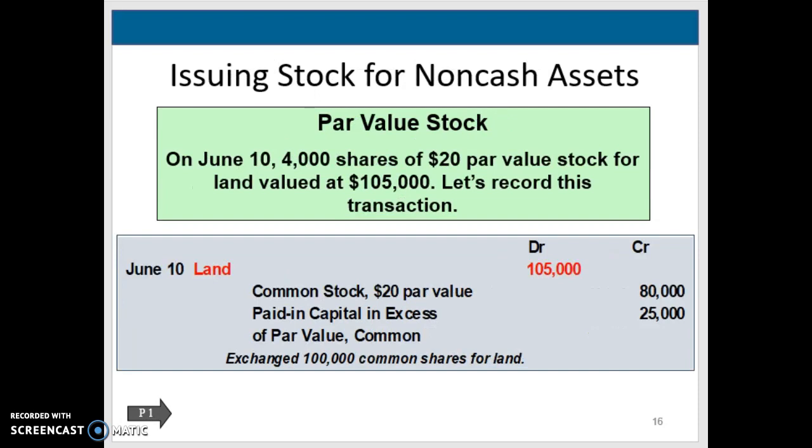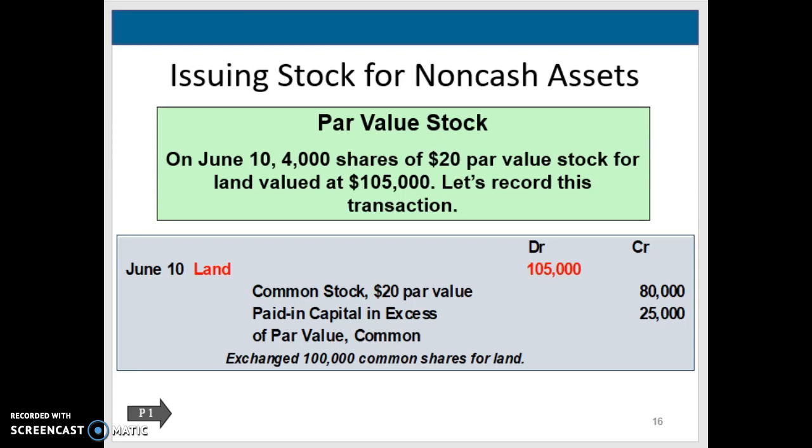All right. This example shows us that on June 10th, 4,000 shares of $20 par value stock were issued for land that was valued at $105,000. So instead of getting cash, they gave us land that had a value of $105,000. And in exchange for that land, we're going to give them stock in the company. The stock had a $20 par value, so we're going to look at how many shares we're giving them.